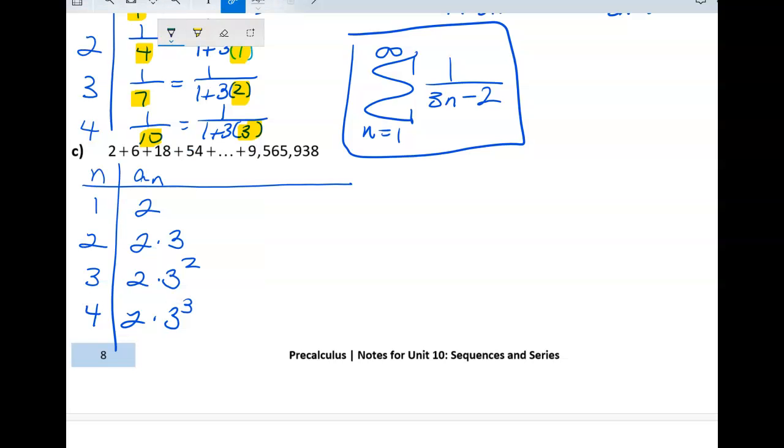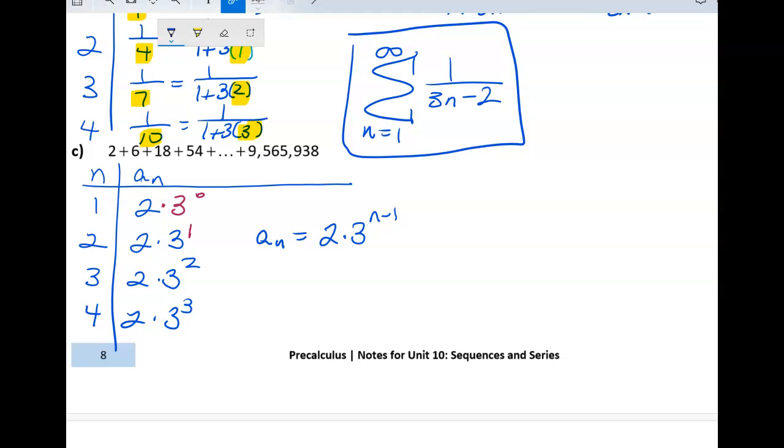Let's go back and put on our assumed values for those exponents. So we really have 3 to the power of 1, and if there's no 3, that means that we're multiplying by 3 to the 0, which is 1. Those exponents are 1 less than the term number. So a sub n is 2 times 3 to the n minus 1.